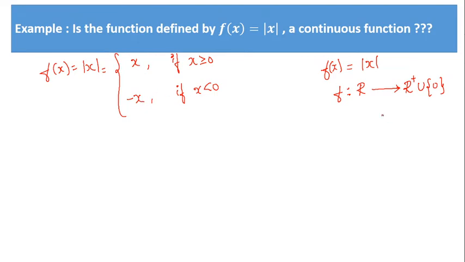And you know the graph also. The graph is something like this. You get the graph in this V shape, correct? You get the graph in this shape. So you can see this.